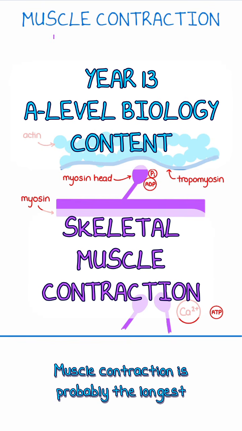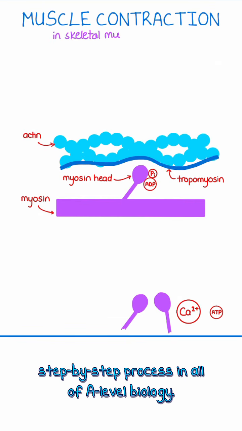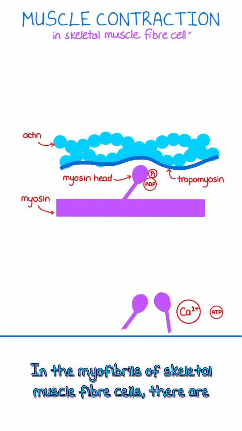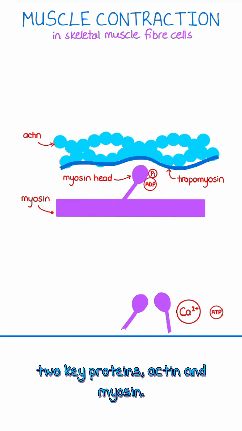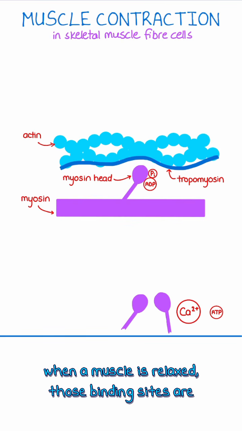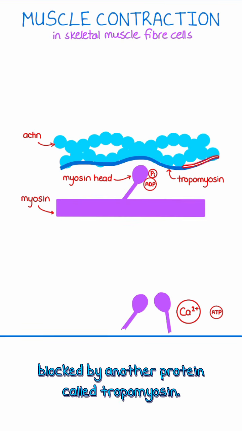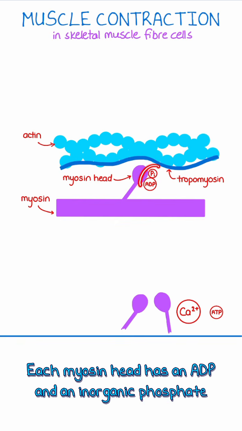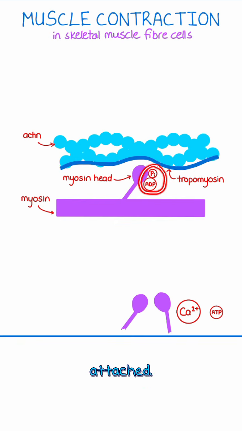Muscle contraction is probably the longest step-by-step process in all of A-level biology. In the myofibrils of skeletal muscle fibre cells, there are two key proteins, actin and myosin. Actin has binding sites where myosin heads can bind, but when a muscle is relaxed, those binding sites are blocked by another protein called tropomyosin.